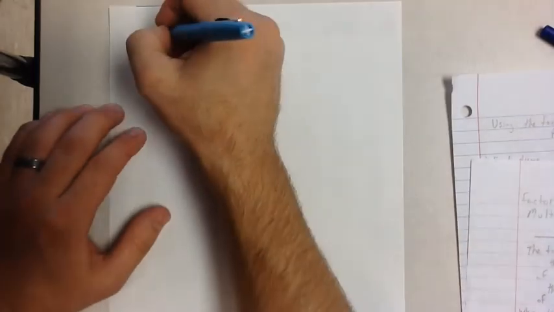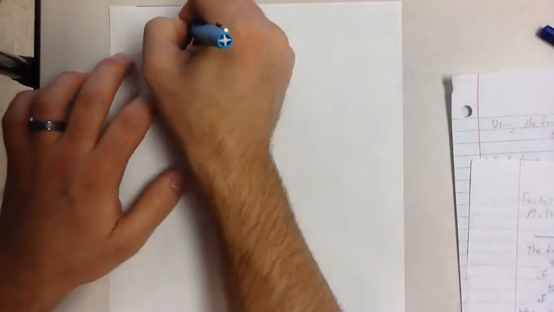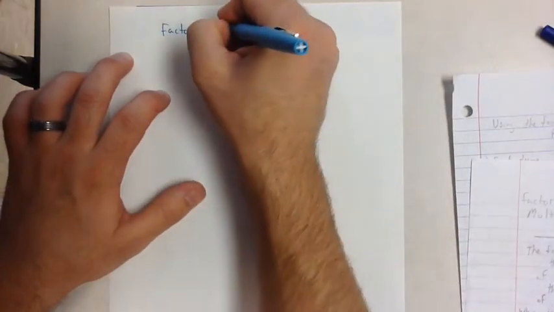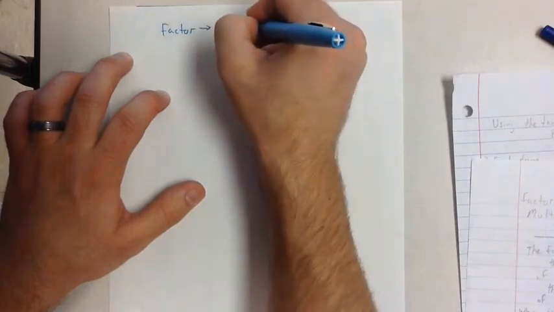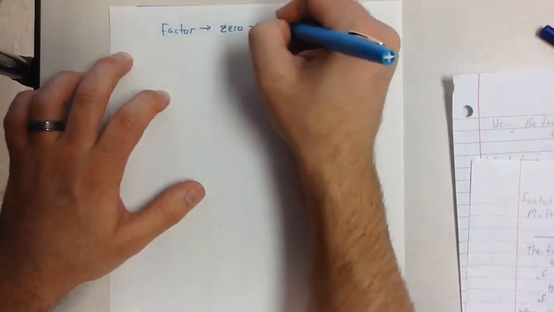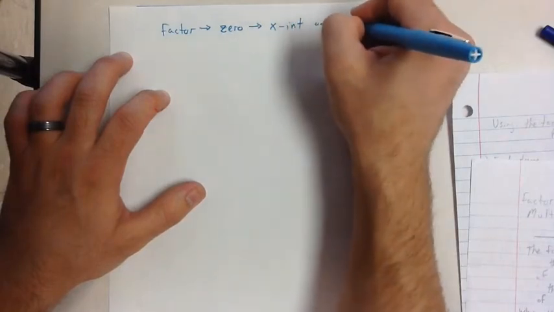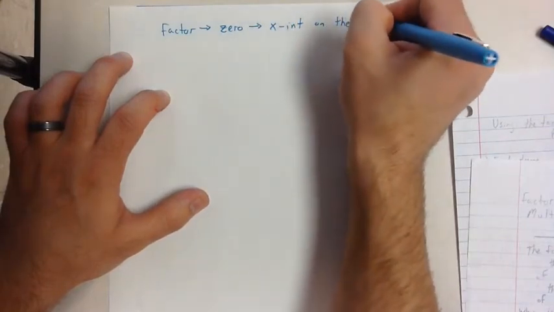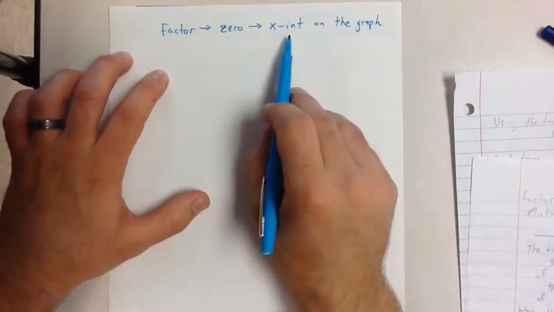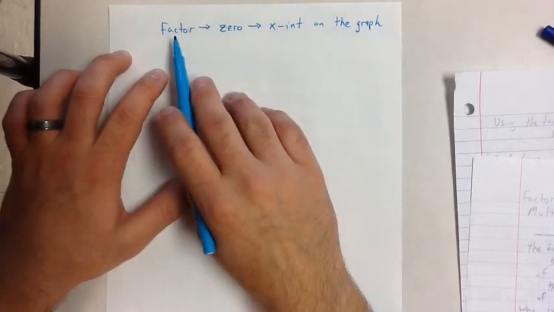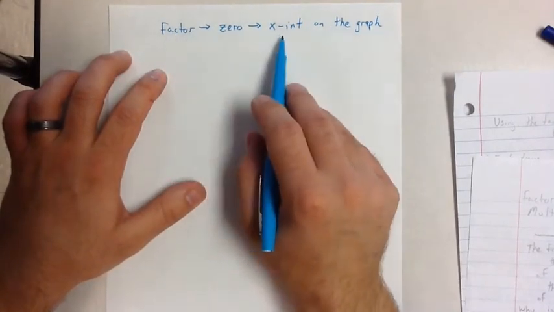So again, just going over this, if I have a factor, that factor gives me a 0, that 0 then gives me an x-intercept on the graph. So we're thinking of those 3 words in that progression. Factor leads us to 0, leads us to the x-intercept.